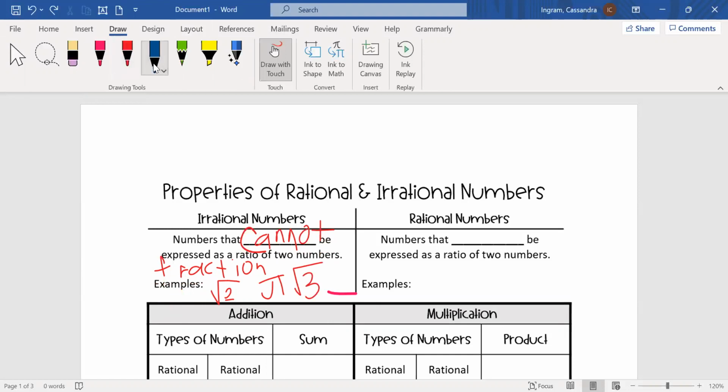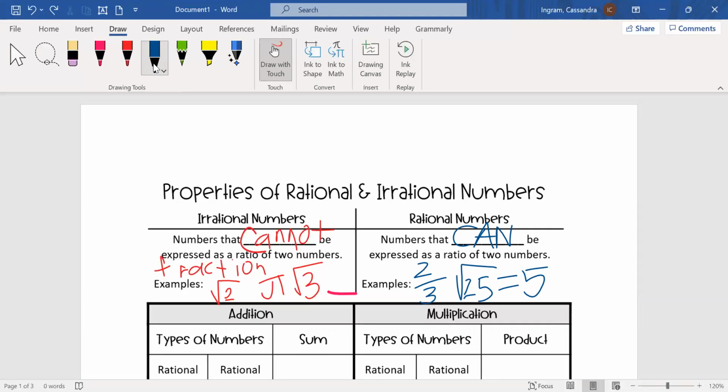On the other hand, rational numbers can be expressed as a ratio, meaning they can be written as a fraction. 2/3 is a fraction, so that means that it is rational. The square root of 25 is a perfect square, and that is 5, and 5 can be written as a fraction.